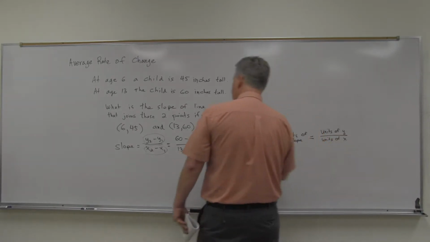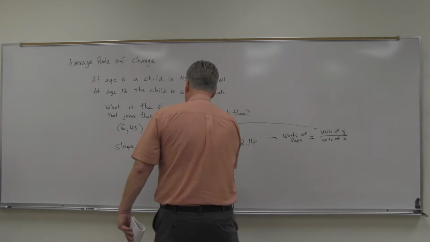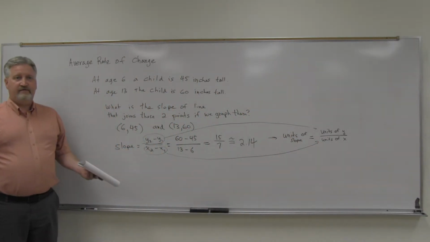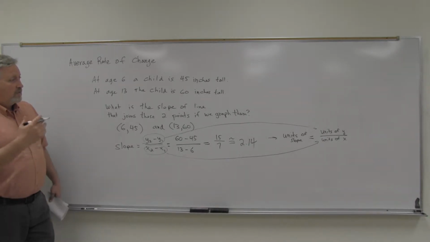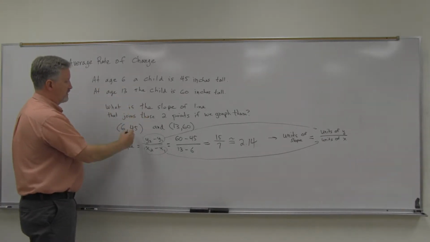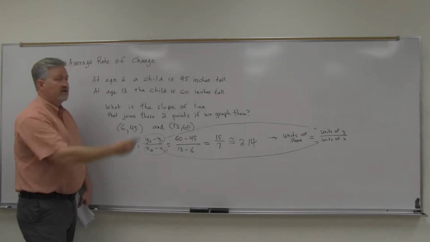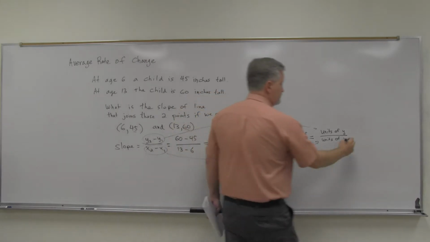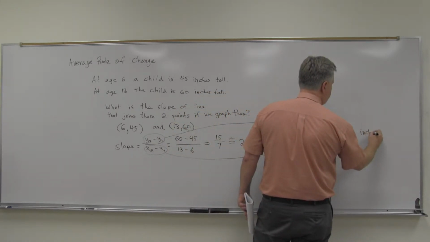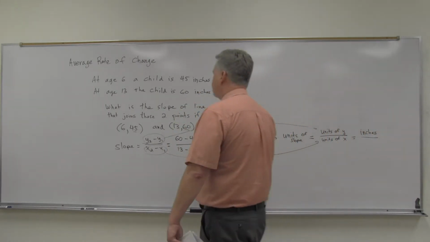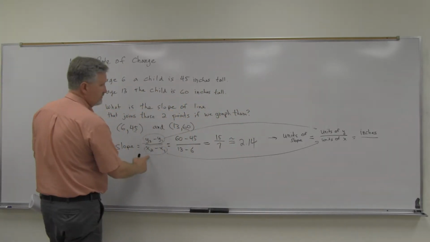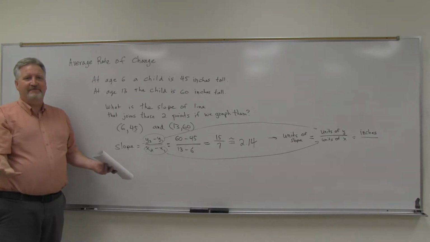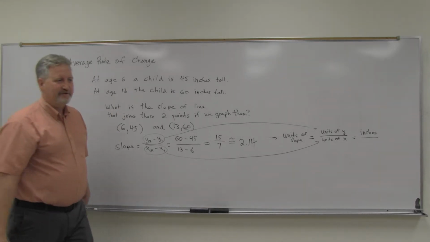Does that make sense? Because that's exactly how I get the slope. I do the y's over the x's, right? Well, what are the units of y here? Well, the y's are the 45 and the 60. That's inches, right? So the units of y here are inches. And then the units of the x, that's age. Well, of course, I didn't put it there, but of course I mean years. 6 years old, 13 years old.